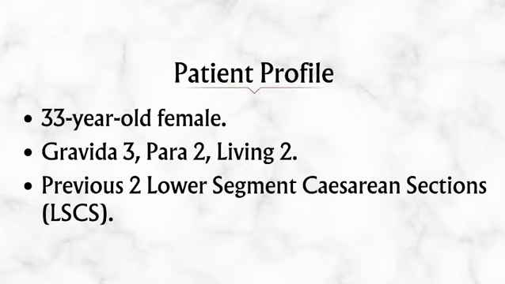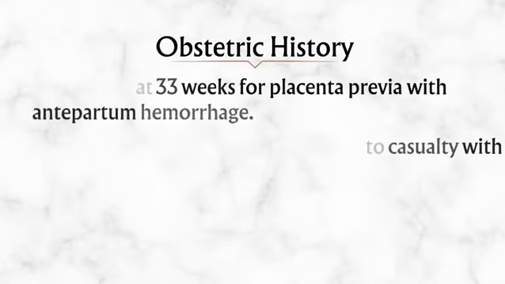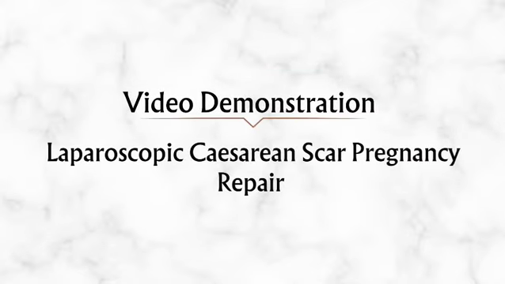This patient is a 33-year-old female, gravida 3, para 2, living 2, with 2 previous lower segment caesarean sections. In the second pregnancy she underwent LSCS at 33 weeks for placenta previa with antepartum hemorrhage. Now we shall see the video demonstration of laparoscopic repair of caesarean scar pregnancy.